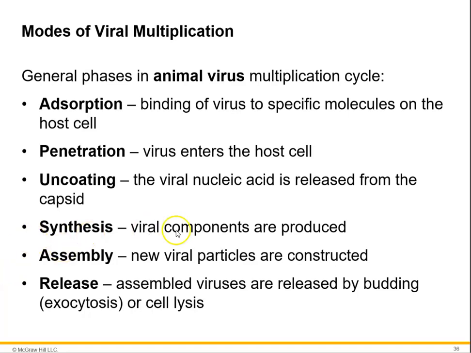Next is synthesis. This is where the viral components are going to be produced. Assembly, the viral components are put together. And then finally, release, where the assembled viruses that are ready to be released are released either by budding. This is exocytosis. This is where they come out of the cell and take some of that cell membrane with them. Or through cell lysis. This is where they burst out of the cell, break open the cell, and kill the cell.